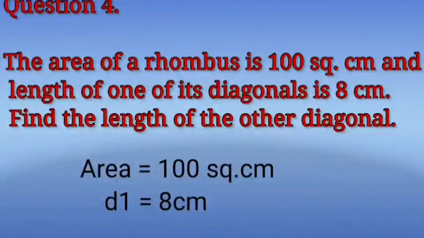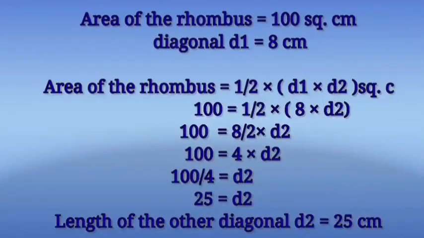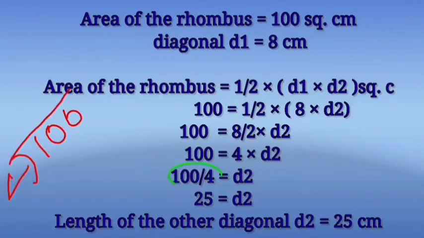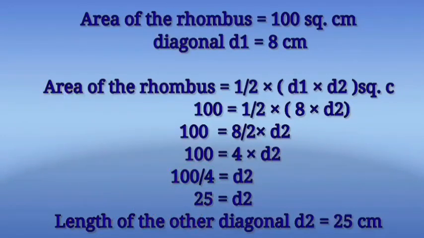Next, question number 4. The area of a rhombus is 100 square centimeter and the length of one of its diagonal is 8 centimeter. Find the length of the other diagonal. Using the values of area and the diagonal in the formula, we can get the value of diagonal 2. For that, we have to simplify by dividing 8 by 2 and by dividing 100 by 4. Finally, we get the length of the other diagonal. D2 is equal to 25 centimeter.